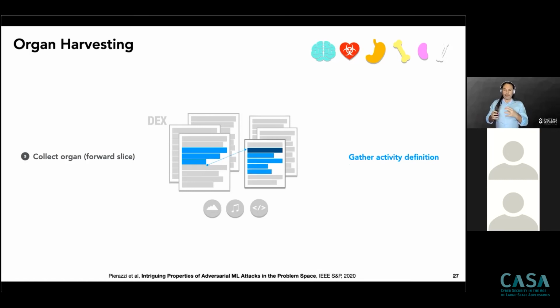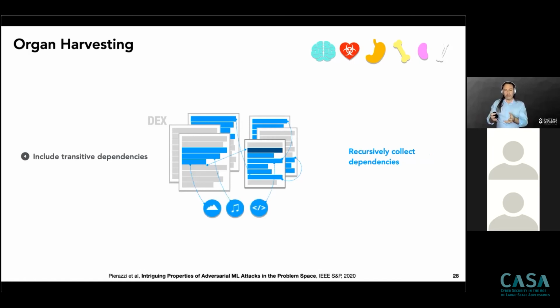Then once we have this information, we perform a forward slice to actually gather all the activity definitions and recursively collect dependencies. So for instance, permissions that are used, or complex objects that are used as part of the code of this snippet, we collect that object definition, because at the end of the day, we want a realistic piece of gadget, a piece of code that is transplanted into the software and compiled. So the final code is a realistic piece of code.